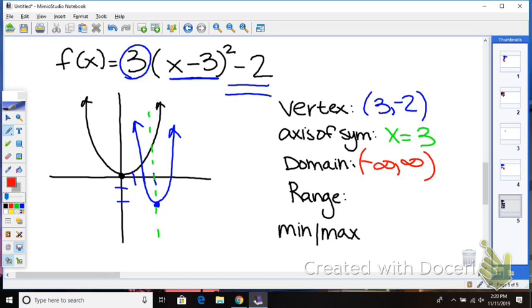Okay, the range. What is the lowest y value we have on this graph? So if I look from down here up, what's the lowest y value? Negative 2. So negative 2 starts our range, and the range goes up to infinity.